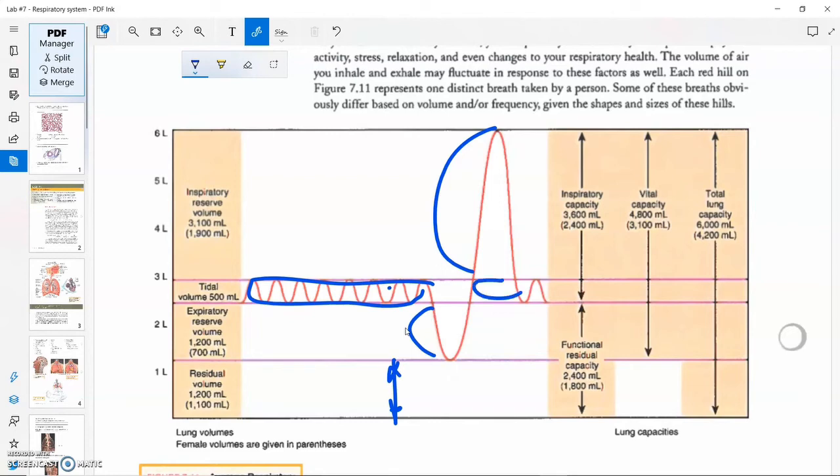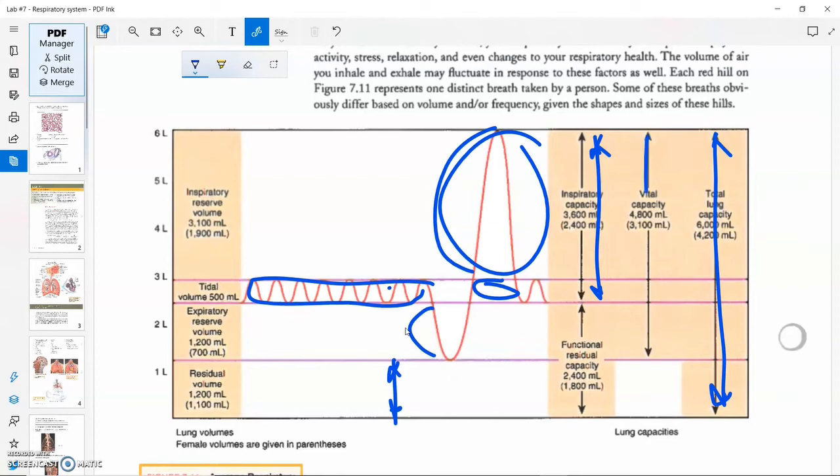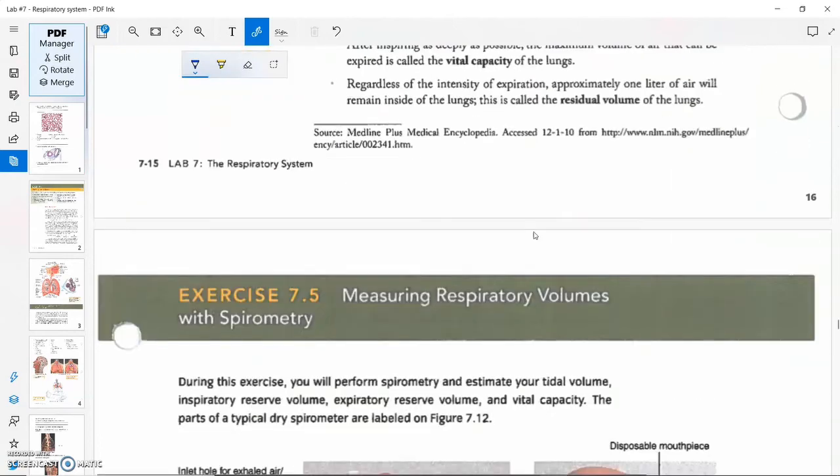Now, tidal volume and inspiratory reserve volume make up your inspiratory capacity: how much air you can inhale after the normal expiration. The total volume of your lungs is total lung capacity. Vital capacity is basically when you inhale as much as you can and then exhale as much as you can. That exhalation shows you your vital capacity. And functional residual capacity is the volume in your lungs that remains after your normal tidal exhalation.